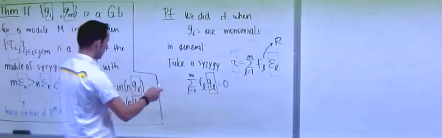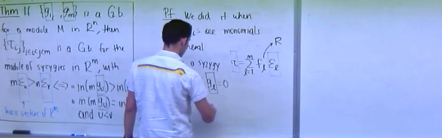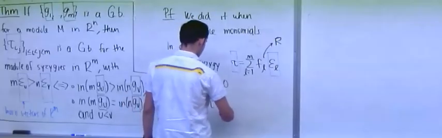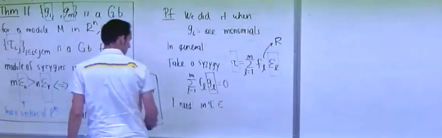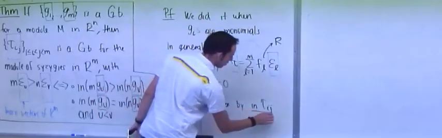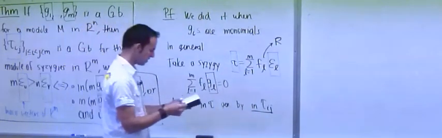Now, so what do I need? Well, I need to show that the initial term of tau is generated by the initial terms of these basic syzygies. Okay. So this guy is generated by the initial terms of the basic syzygies. That's what I need to show to be a Grobner basis. And so the first thing we should do is figure out what these guys are. We should understand them better. Now, I should remind you what tau ij is.